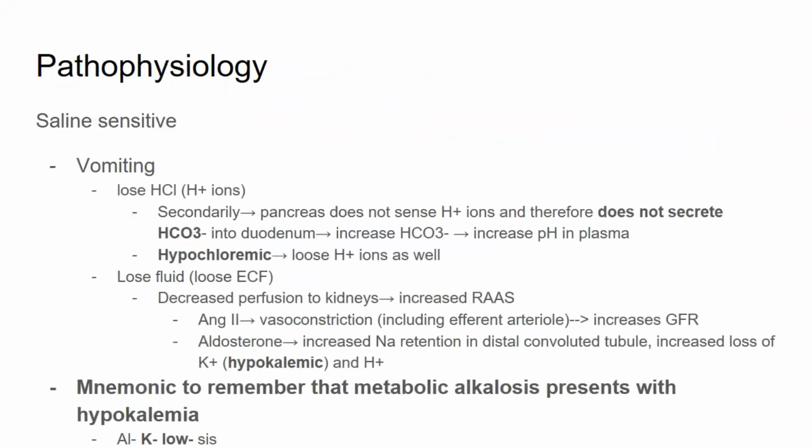So how do we get this in vomiting? Because we're losing our hydrogen ions, we're becoming more alkalotic, but there's also an interesting thing that happens: the pancreas doesn't sense that you're losing hydrogen, and because of that, it doesn't secrete bicarb, and that also increases bicarb in the body. So you get an increase in the plasma pH.